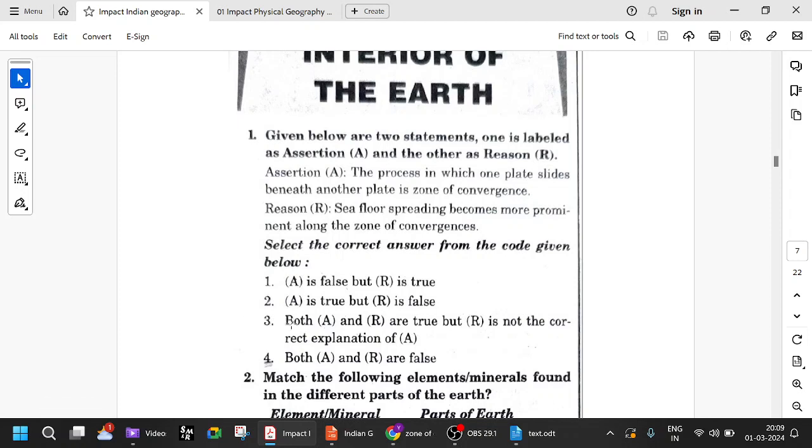So I would say the option is 3. Don't go with this option. Both A and R are true, and R is the... Actually, there is no proper option here, but just remember that both A and R are true. Maybe yeah, both A and R are true, but R is not the correct explanation of A. Even that is also fine. R is not the correct explanation of A, but both A and R are true. So 3 would be the option.